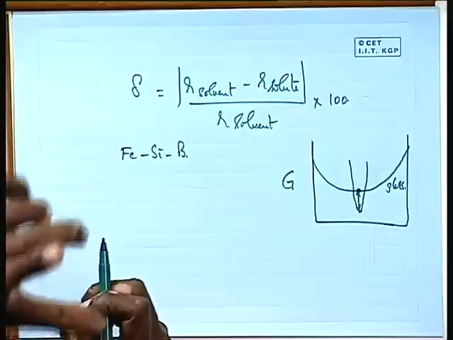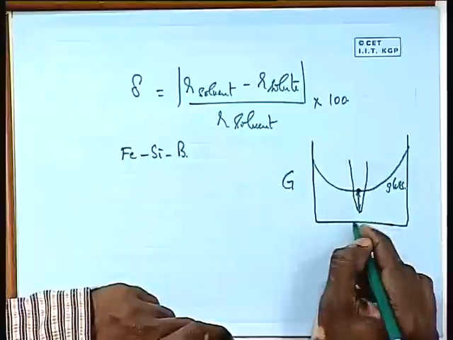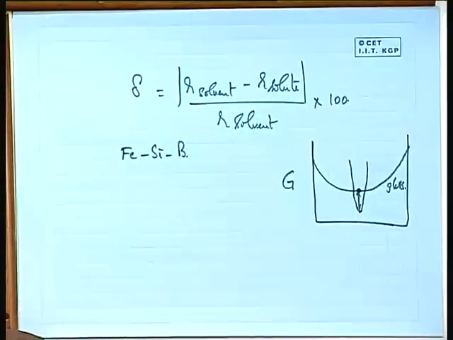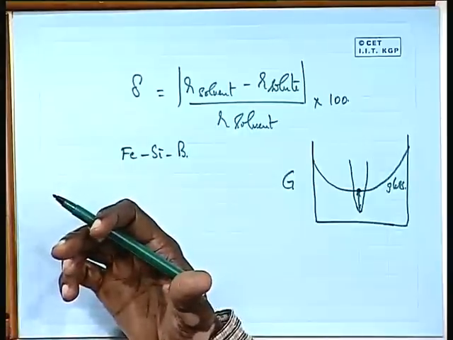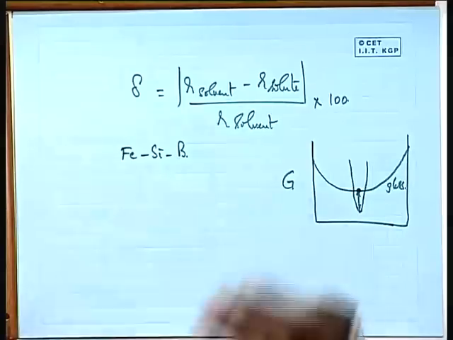And if the driving force is much larger, then the activation barrier will be lower, and the nucleation rate will be higher. So there is a possibility that the glass having this composition can transform to the crystal having the same composition. This is similar to polymorphous crystallization of a liquid, isn't it? We talked about polymorphous solidification, a liquid having a certain composition transforming to a solid of the same composition.